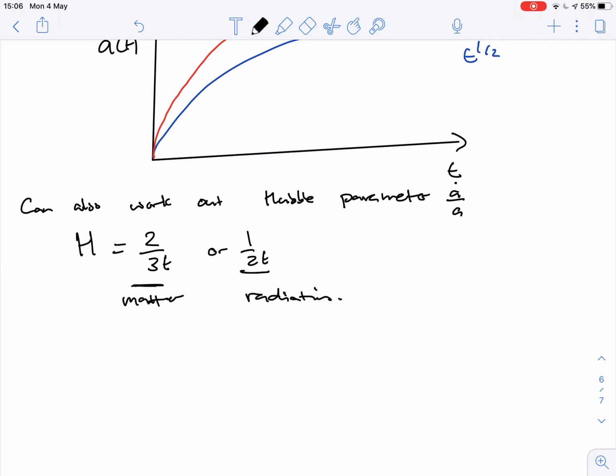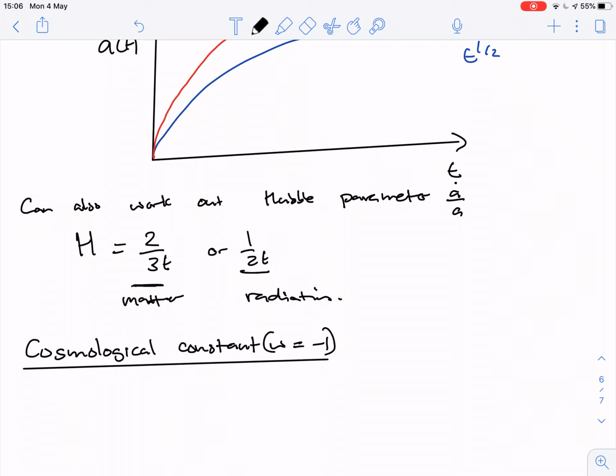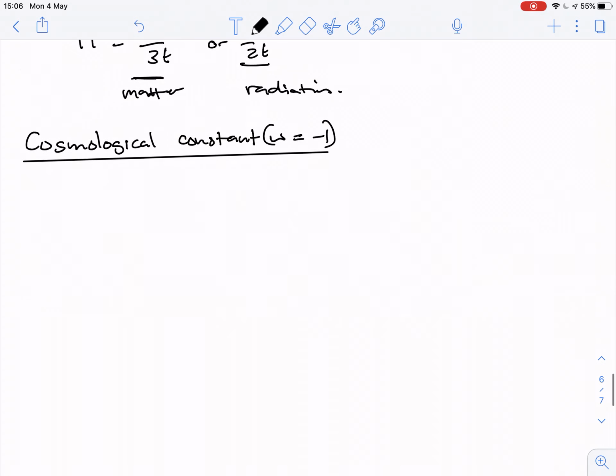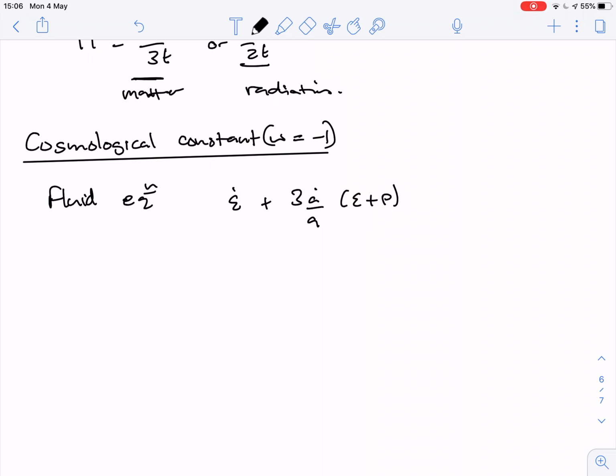So now let's look at the cosmological constant. That is w equals -1. Now this actually is a really easy one to solve, but also a really puzzling one to solve because of the following. If I look at the fluid equation, ε dot plus 3 a dot over a, (ε plus P) equals 0. P is wε, equals minus ε. So the fluid equation just becomes ε dot equals 0, or ε lambda, the energy density from the cosmological constant, is equal to a constant.